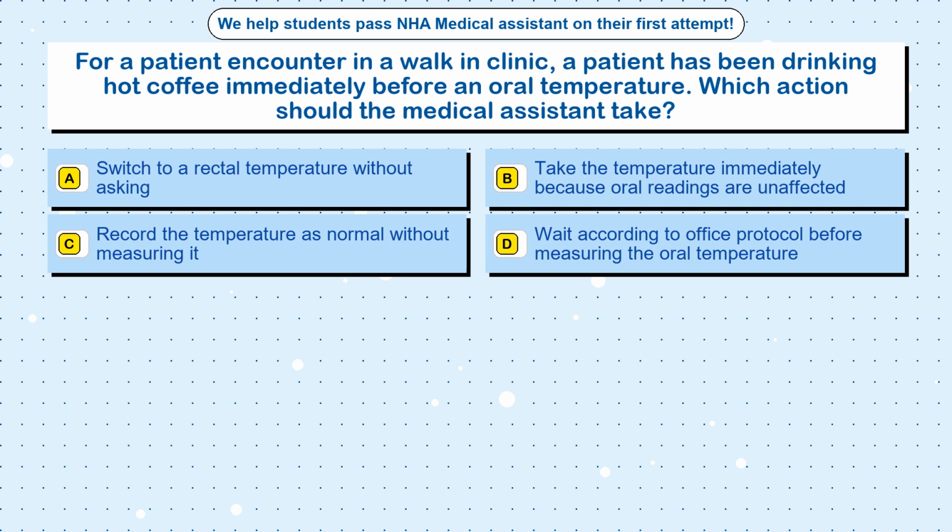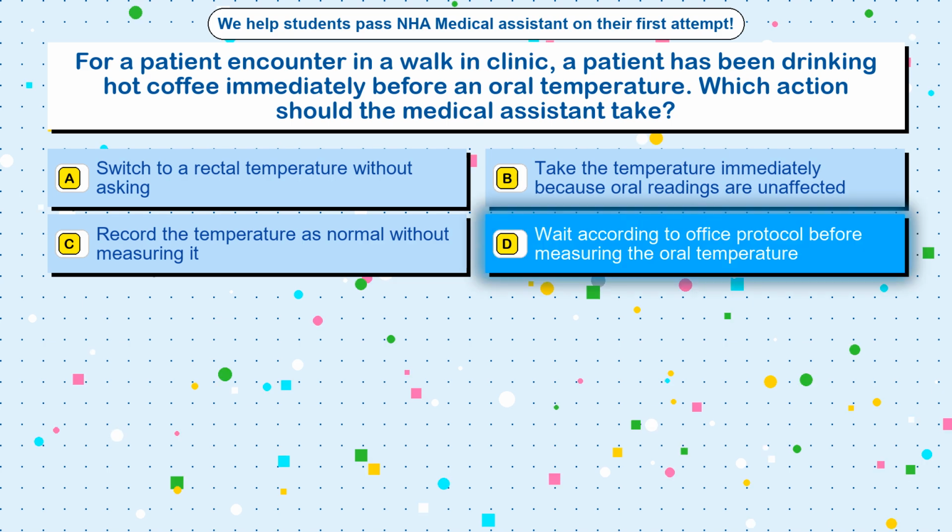oral temperature. Which action should the medical assistant take? Option A. Switch to a rectal temperature without asking. Option B. Take the temperature immediately because oral readings are unaffected. Option C. Record the temperature as normal without measuring it. Option D. Wait according to office protocol before measuring the oral temperature. The correct answer is option D. Wait according to office protocol before measuring the oral temperature.